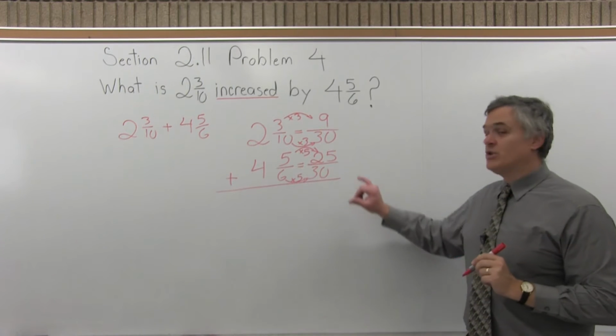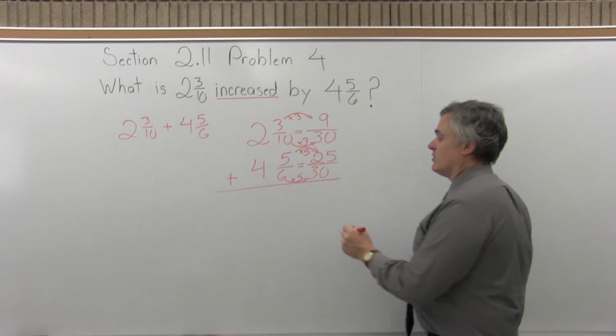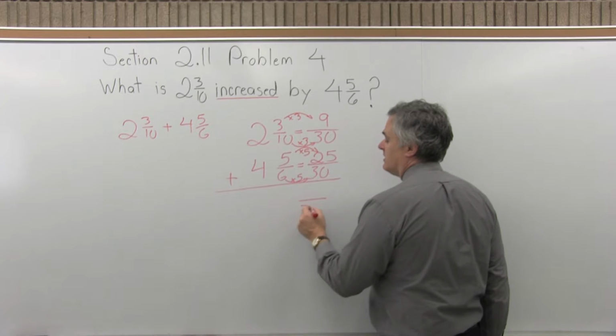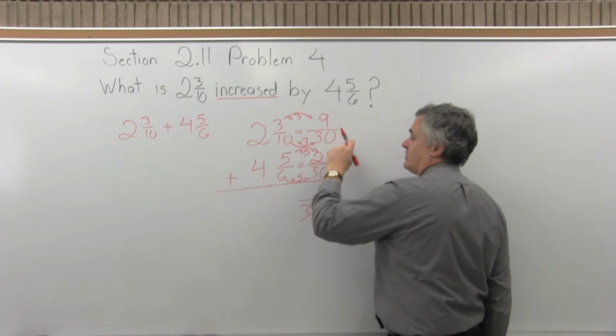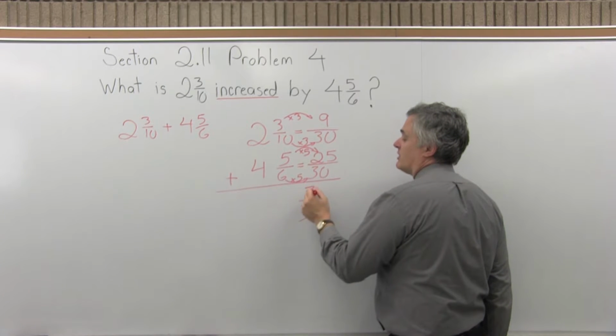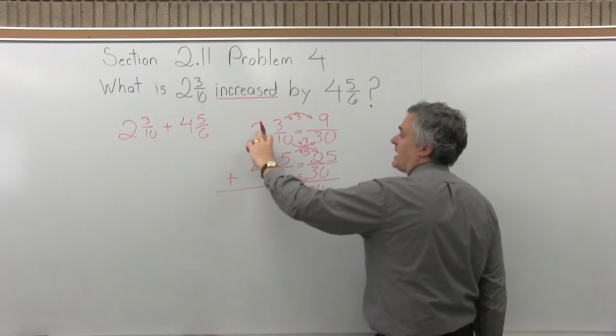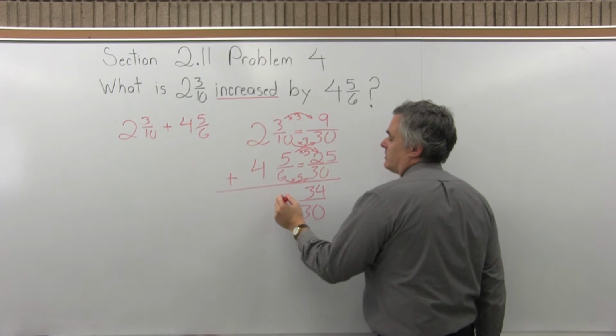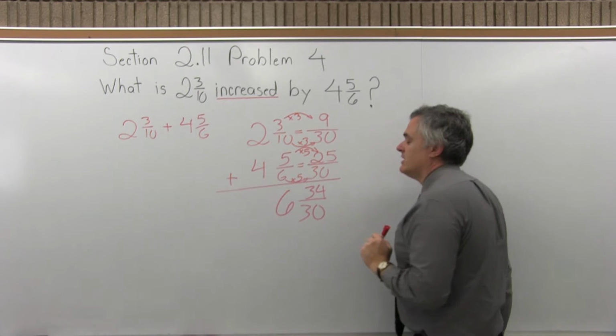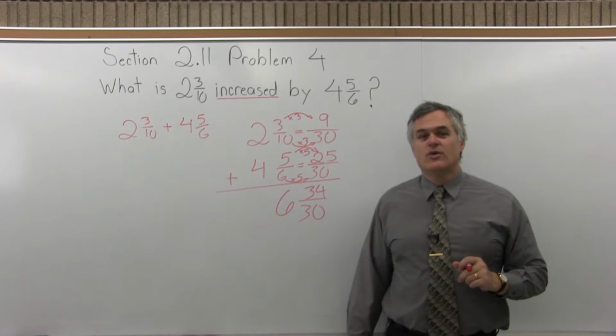Now I have a common denominator, so I can go ahead and add the numerators. My common denominator is 30. When I combine the numerators, 9 plus 25 more is 34. Don't forget to combine the whole numbers. 2 plus 4 more is 6. So I have an answer of 6 34/30.